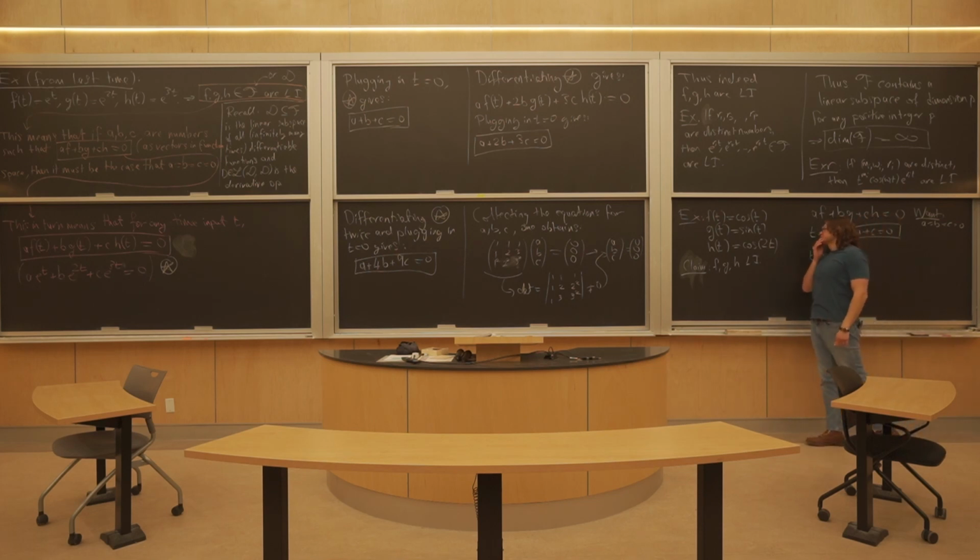Would this work? Okay, so if I plug in pi over 2, this becomes 0. Cosine of pi over 2 is 0. Sine of pi over 2 is 1. Cosine of pi is minus 1. So I should have 0 here. This is 1, so this is B, and then minus C equals 0. Okay?